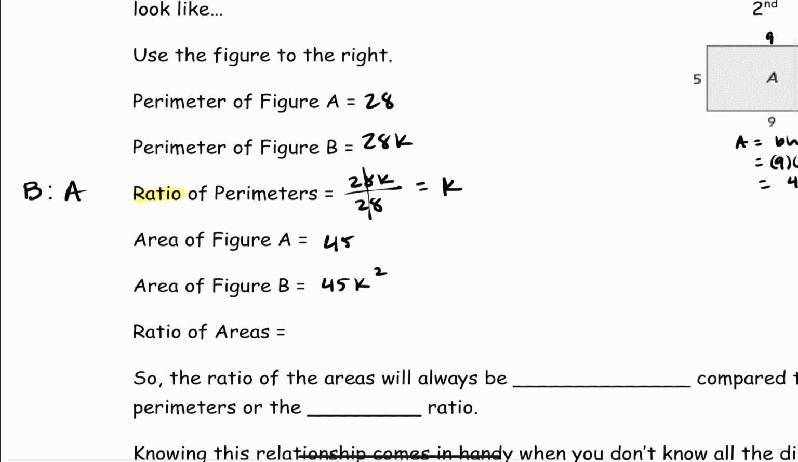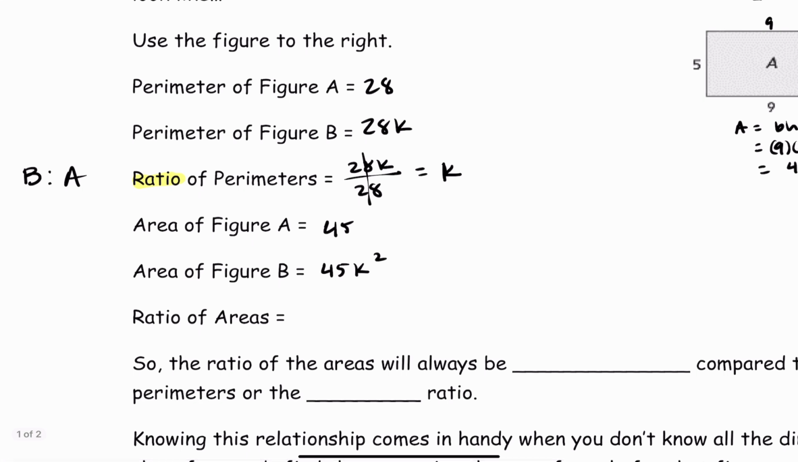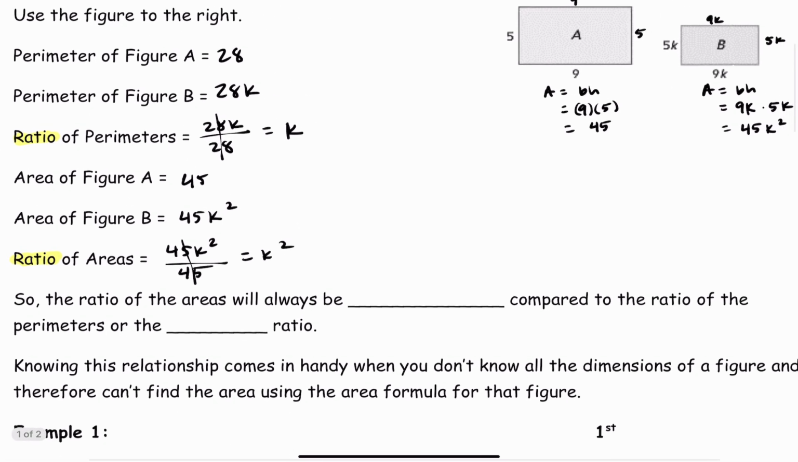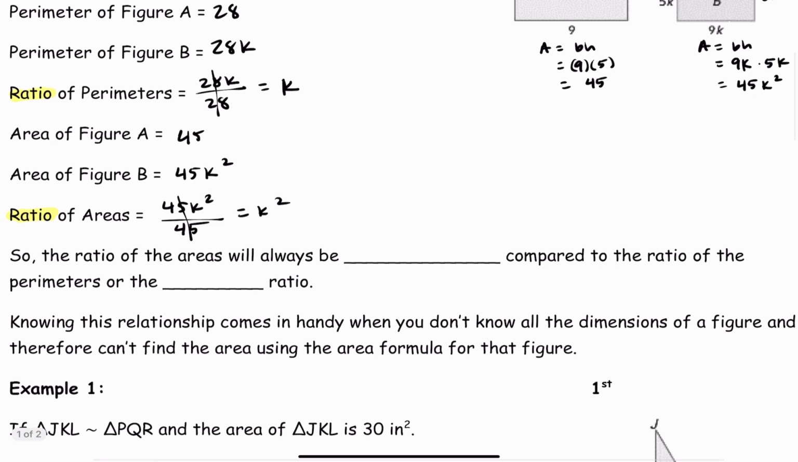All right, so we're going to go ahead and find the ratio of areas. Again, we're going to write it from B to A. So it's 45K squared over 45. And again, we're dealing with a ratio. Ratios must be simplified. So I can cancel the 45, and I'm left with K squared. Okay? So the ratio of the areas will always be squared compared to the ratio of the perimeters or the scale ratio.